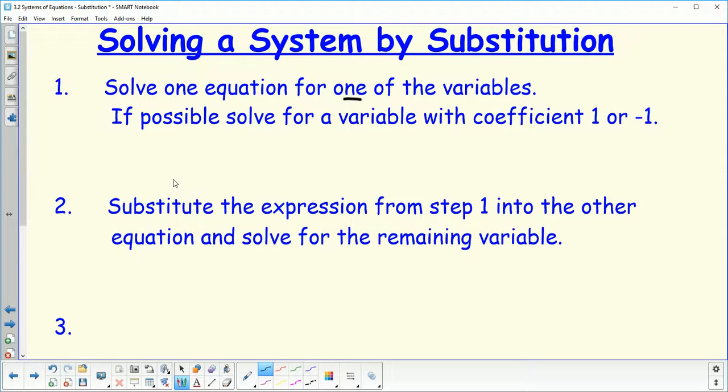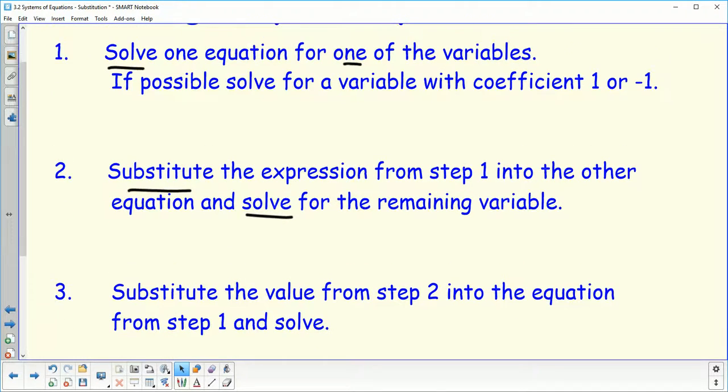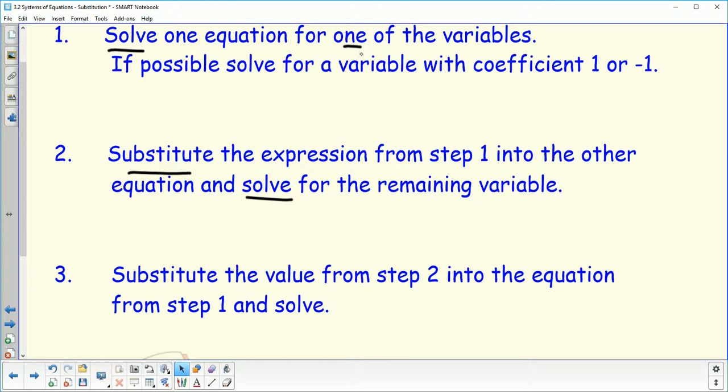After we do that, the next big thing is we substitute the expression from step 1 into the other equation and solve for the remaining variable. After we substitute that expression in, there will only be one variable left in that equation, and we solve for that variable. Then you're going to get a value. So step 1 gives us some expression. Step 2 gives us x equals some number or y equals some number. Then we take that value from step 2 and substitute and solve again. So the big thing: solve, substitute, and solve.